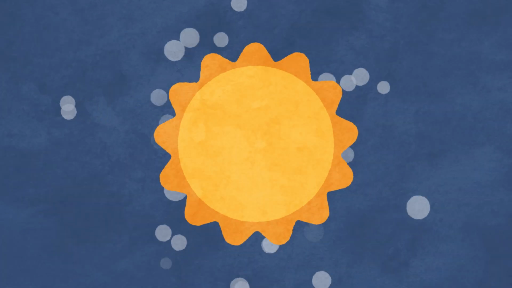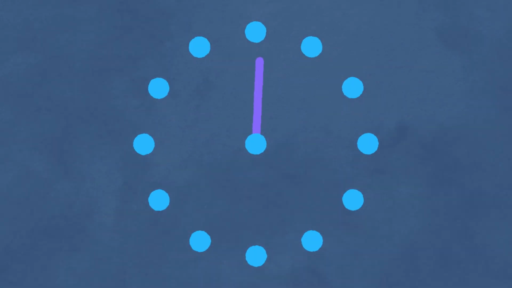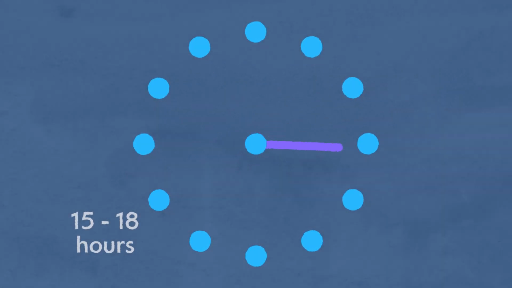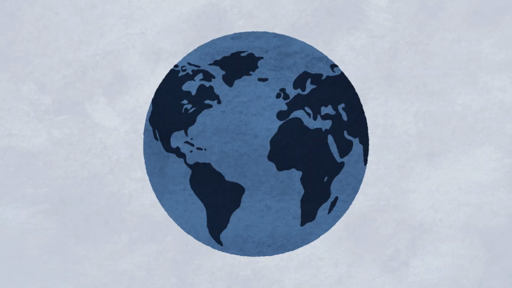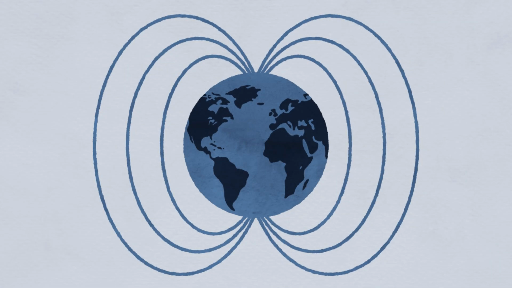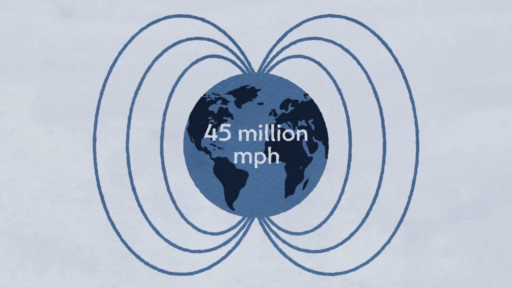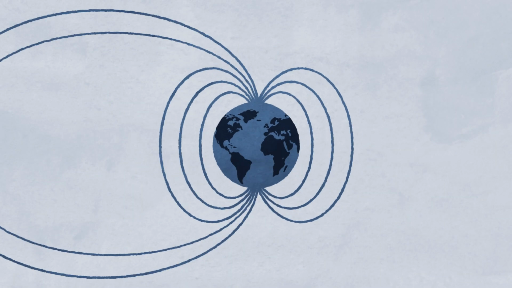These particles race through space at incredible speeds. Some of the fastest CMEs can reach Earth in just 15 to 18 hours. When these particles reach Earth, they're sometimes captured by our planet's magnetic field at speeds of up to 45 million miles per hour, then funneled toward the North and South poles.